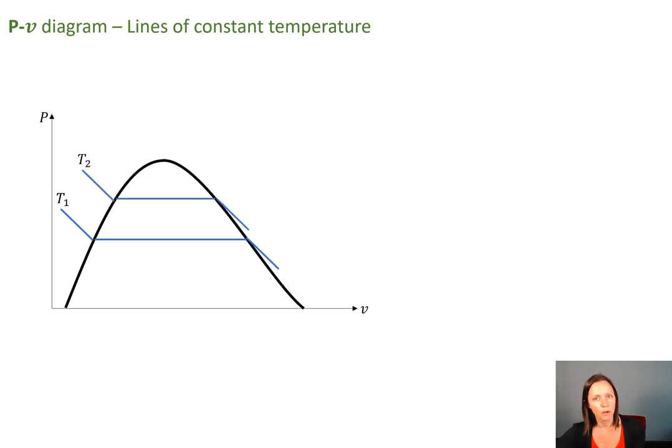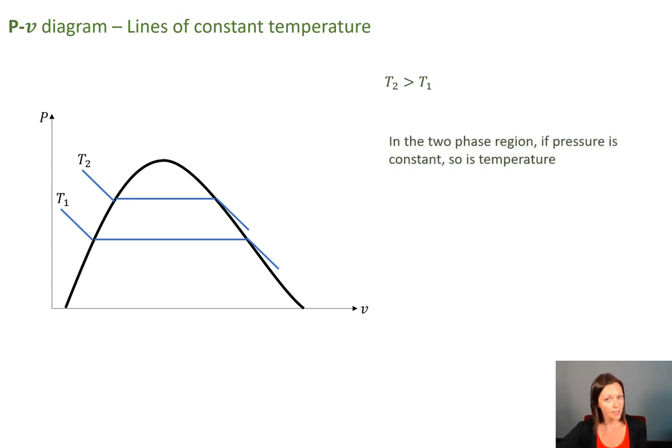We could also draw another line of constant temperature. So I'm just picking arbitrary locations. I'm calling this T1 and T2, and the direction of increasing temperature goes in the direction that you would think it would go. So T2 is greater than T1 in this picture. And like I said, if you're in that two-phase region, if your temperature is constant, pressure is constant too, and vice versa.